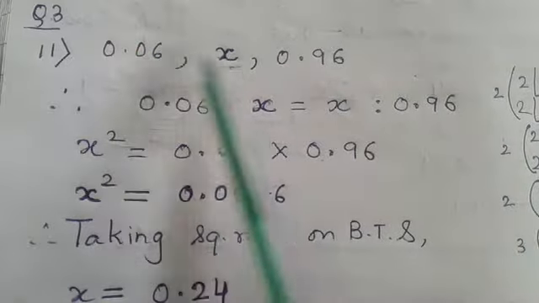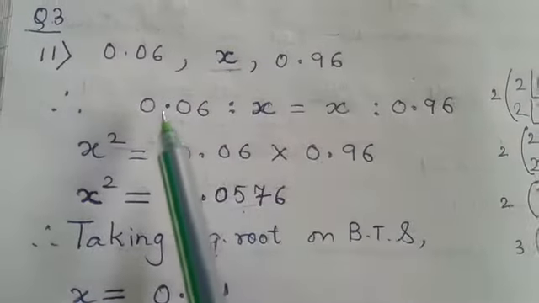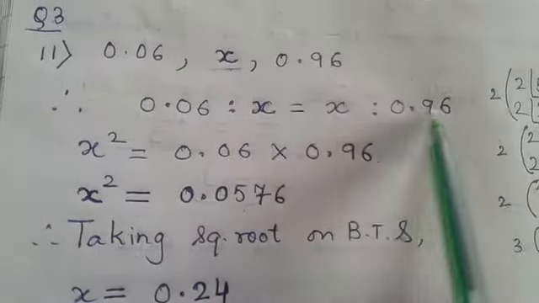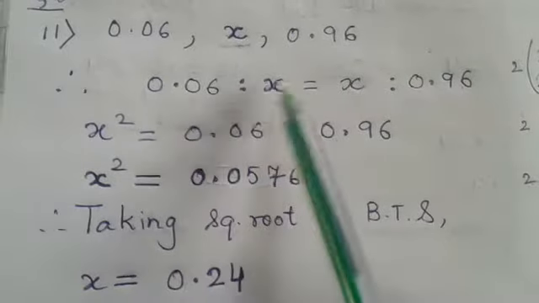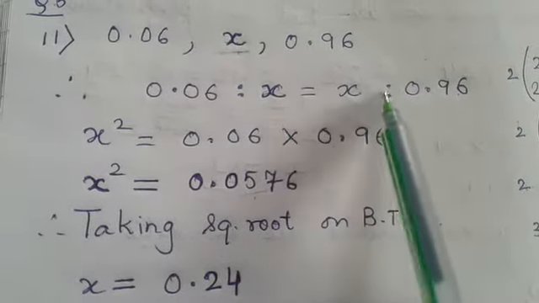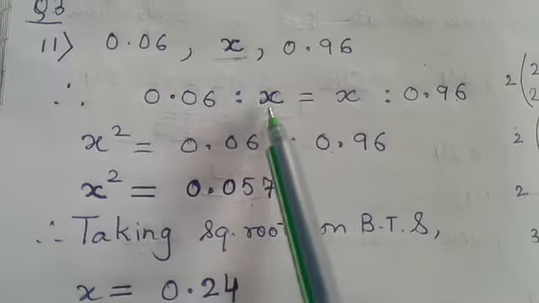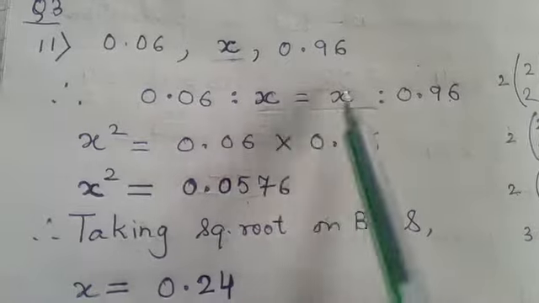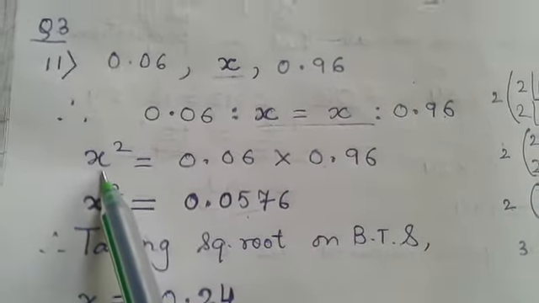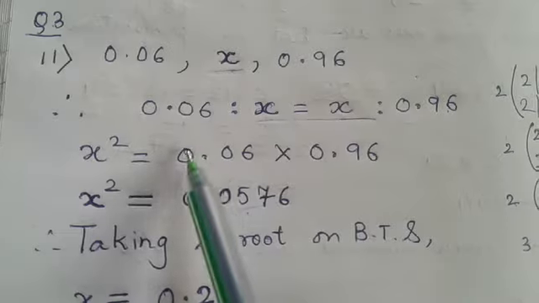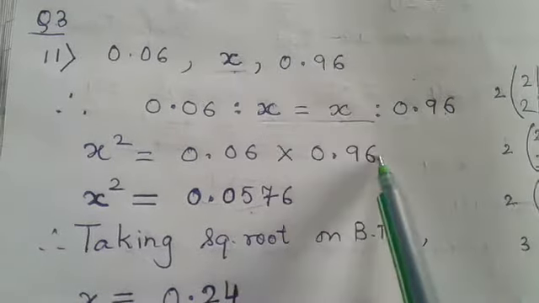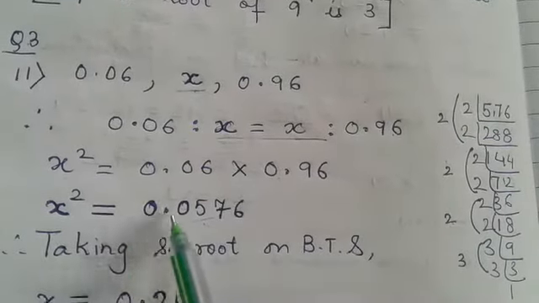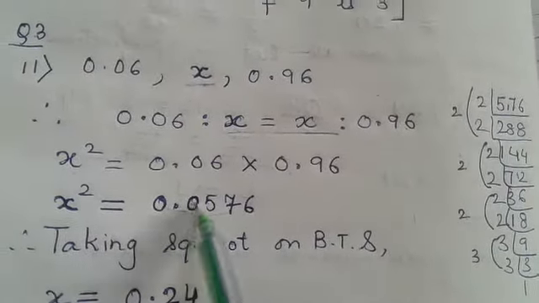Okay, so A is to B is equal to B is to C. So write in that way, A is to B, that is 0.06 is to x is equal to x is to 0.96, continued proportion. Then product of extremes is equal to product of means, or b square is equal to ac. So x into x, x square, is equal to 0.06 multiplied by 0.96. So when I multiply 0.06 and 0.96, I get the product as 0.0576.